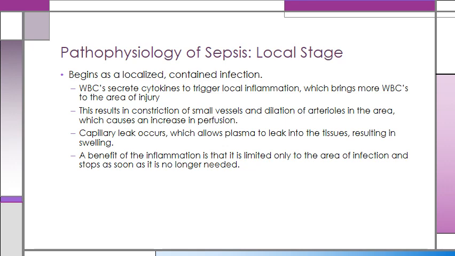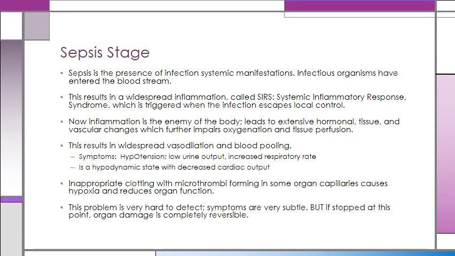The benefit of the inflammation is that it is limited only to the area of infection and stops as soon as it is no longer needed. The sepsis stage is that which happens when the local infection escapes out from the local site and enters the bloodstream. Sepsis is the presence of infection with systemic manifestations. Infectious organisms have entered the bloodstream. This results in a widespread inflammation throughout the body called SIRS, Systemic Inflammatory Response Syndrome, which is triggered when the infection escapes that local control.